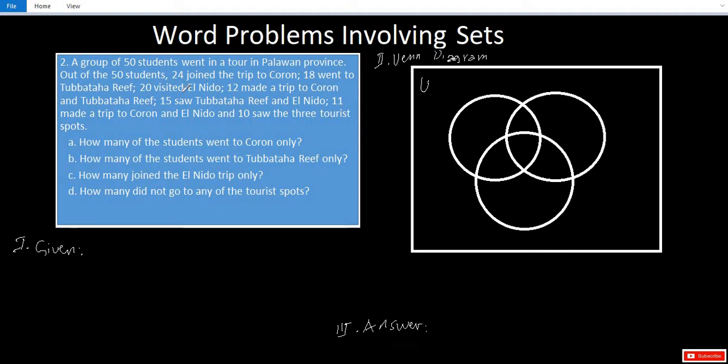In this video, we're going to study how to solve three set word problems involving sets. Here's the sample problem. A group of 50 students went on a tour in Palawan province.